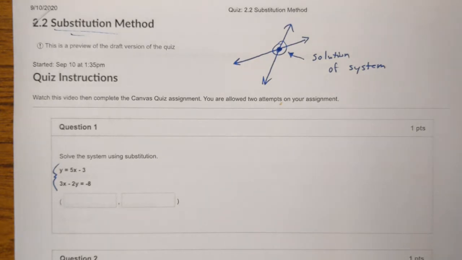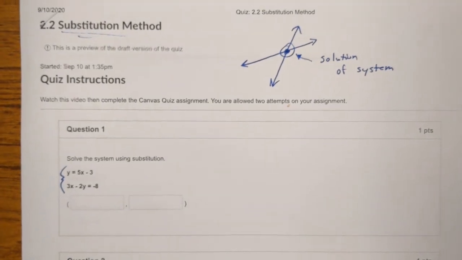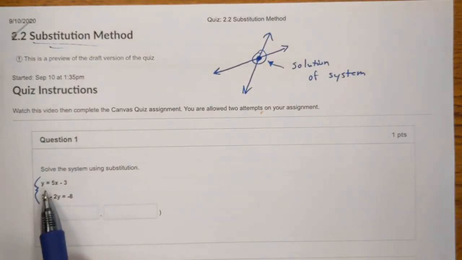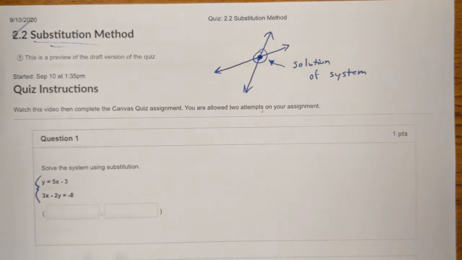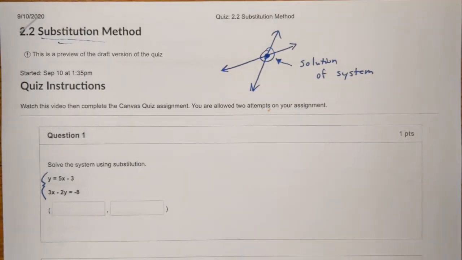Now, I'm going to tell you right off the bat, the substitution method does work the best if at least one of your lines is in the y equals form. So here we have this line's in the y equals form, this line's in the standard form. The substitution method works great. It's the best method if at least one of your lines is in the y equals form. So here's how it works.